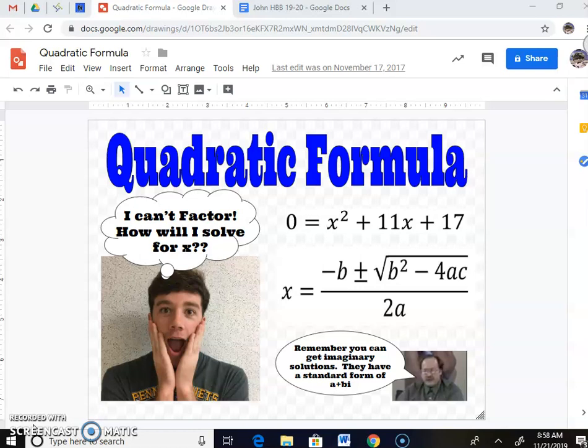Okay, one thing Dr. Delaware did want to pop in and send you guys a reminder here real quick: when you get imaginary solutions, make sure that your answers are in a plus bi form. Okay, so you're not going to be able to leave it over a number. You're going to have to split up that fraction.